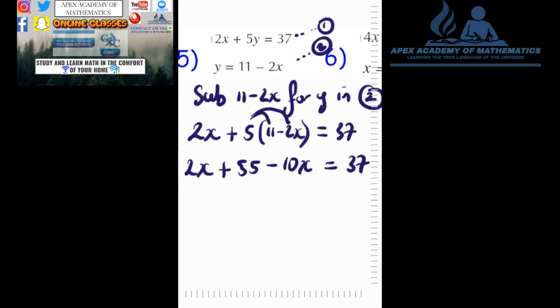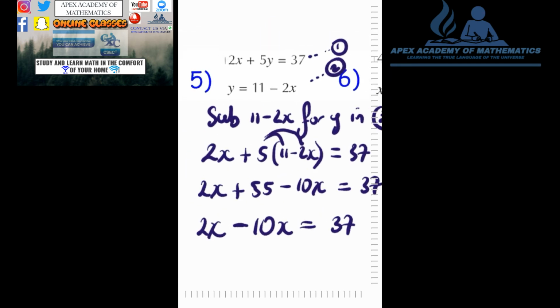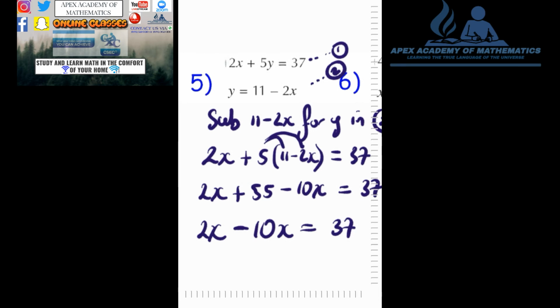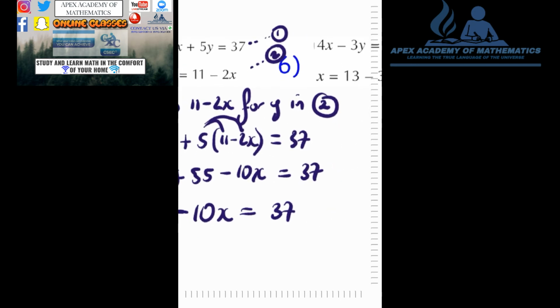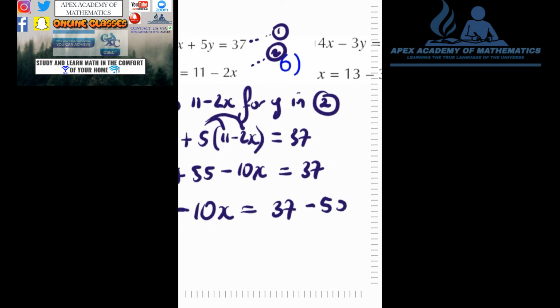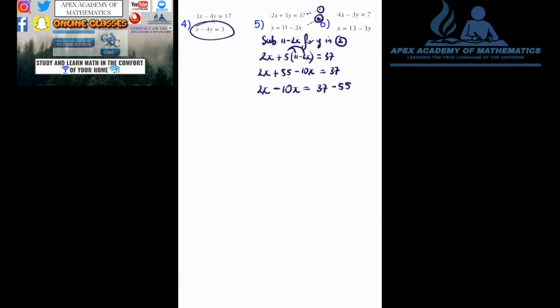So what we have here is just to group the terms together. So we have 2x, and we can just bring that minus 10x, just move it beside it. We're not transposing, so we won't change the sign. So 2x minus 10x, and that's equal to 37. But we have this 55 over here, which we need to bring onto the other side. So this time we're transposing the 55. It's positive, so it's going to become negative 55. Okay, all right. So hopefully that's working out for you.